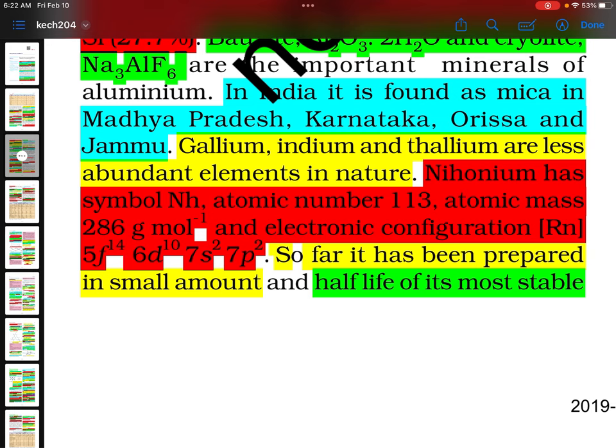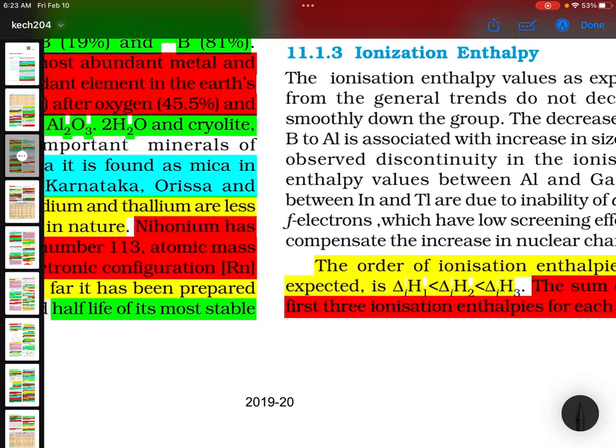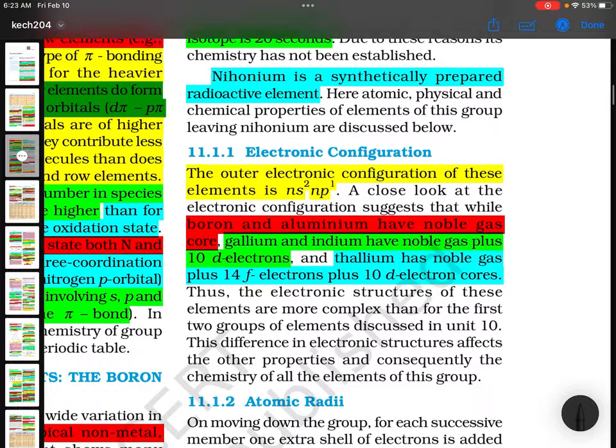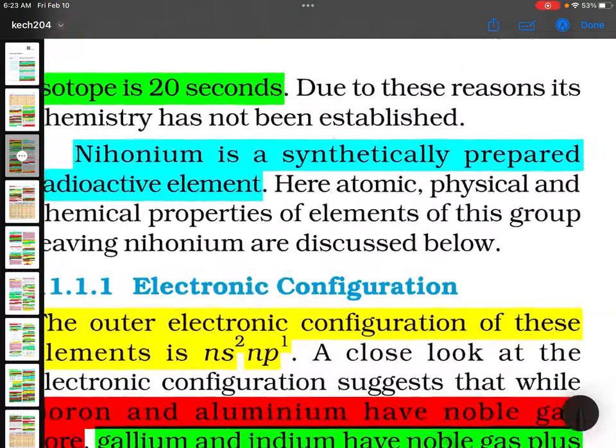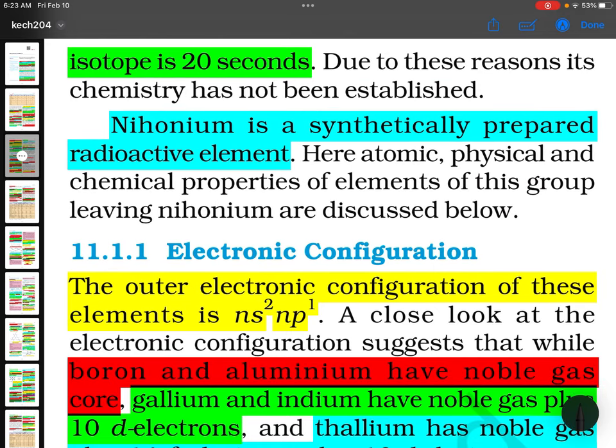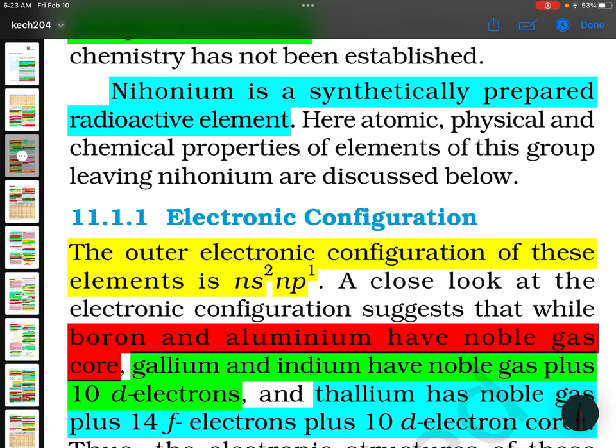Nihonium has the symbol Nh, atomic number 113, atomic mass 286, electronic configuration 7s2 7p1. It's a mistake. NCERT mistake, because it is this group element, so it cannot be 7s2 7p2. So far it has been prepared in small amounts and the half-life of its most stable isotope is 20 seconds. So this is again a question: nihonium half-life is. Synthetically prepared radioactive elements.